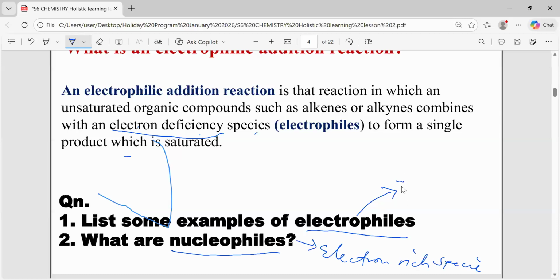And someone in the chat was telling us what deficient means: lack. So for these ones, they lack electrons. They are deficient. When we talk about someone being deficient of a particular nutrient, it means he lacks that nutrient. So electrophiles are electron deficient species, while nucleophiles are electron rich species.